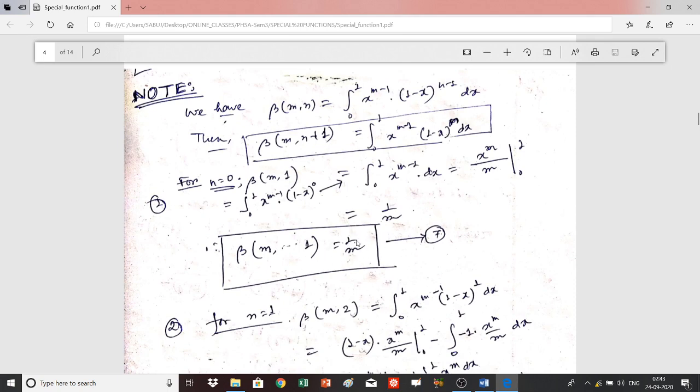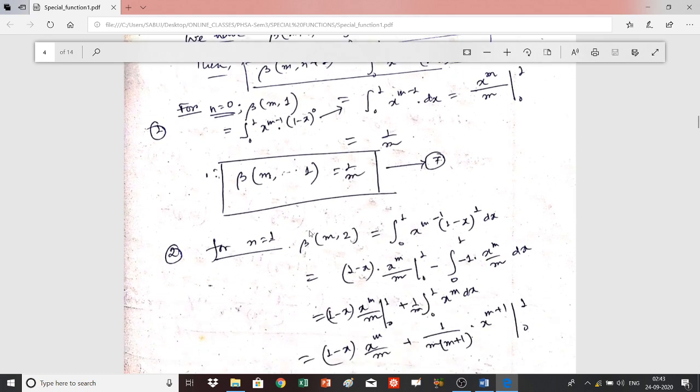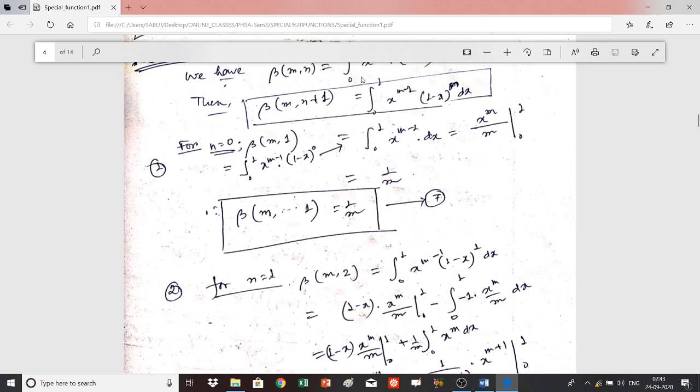So now if you use n is equal to 1 in this expression, then you will get beta m, 1 plus 1, beta m2, that is equal to 0 to 1 x to the power m minus 1, 1 minus x to the power n, then plus 1 and then minus 1.